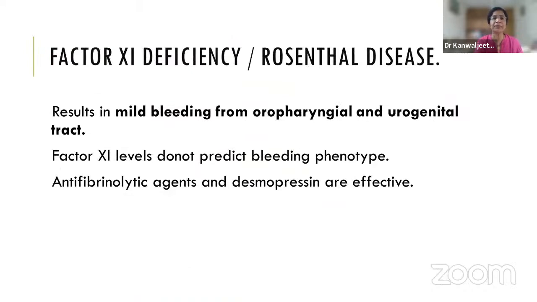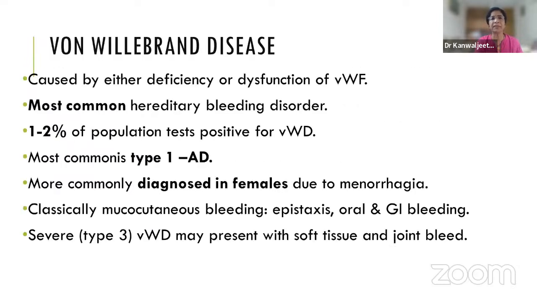A brief comment on factor 11 deficiency. Only a few families in the West have been reported. This causes mild bleeding, that too mucocutaneous. The levels don't correlate with the bleeding phenotype, and the antifibrinolytic agents and desmopressin are effective to control the bleeding.